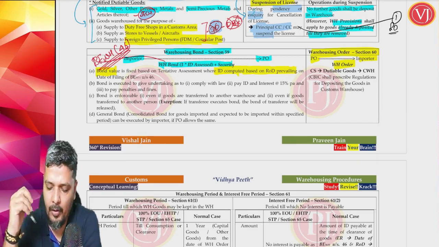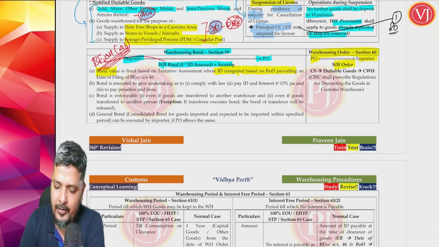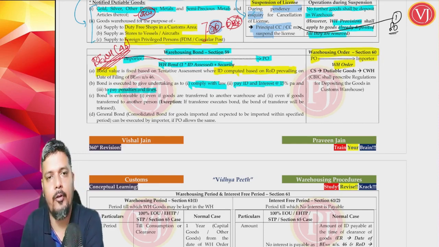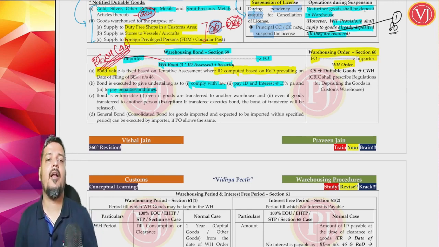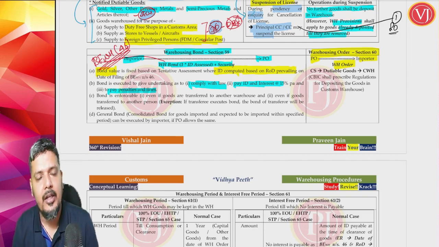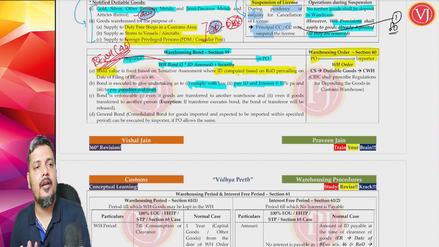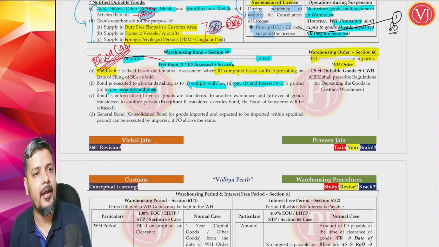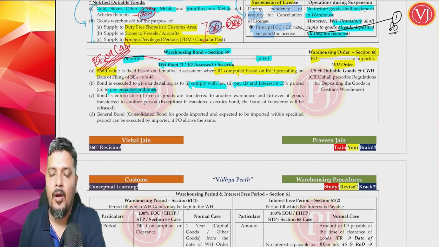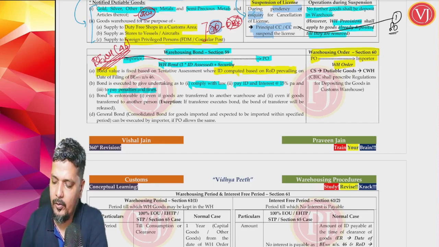Why are you giving a bond? The purpose of giving the bond is telling that I will comply with the law. I'll pay import duty with interest if required. And if at all there are any penalties and fines, I'll also pay that. You are promising that I will comply with the law, I will pay import duty and interest. If at all there is something wrong that I've done, I'm promising to pay penalties and fines as well. Now, understand that there are 2 special points of bond.